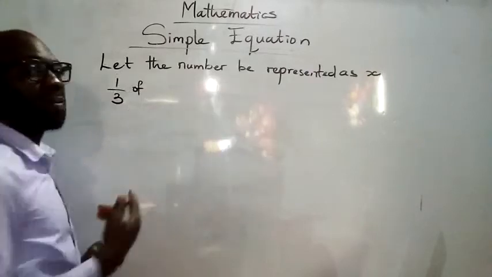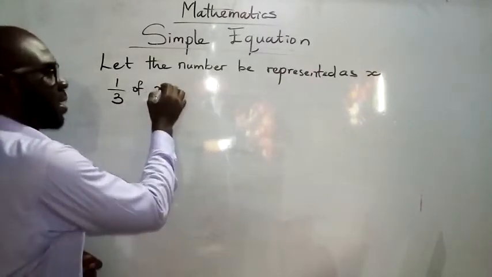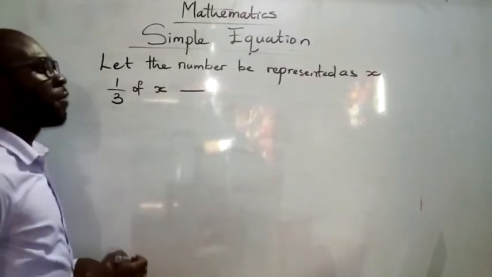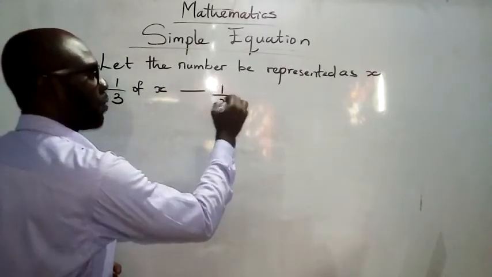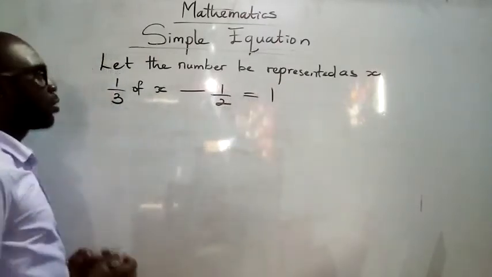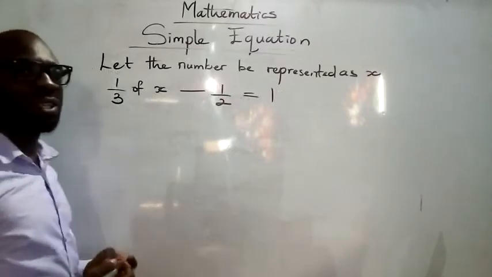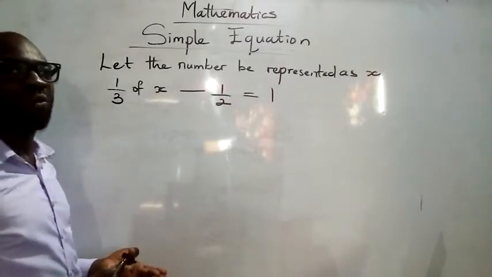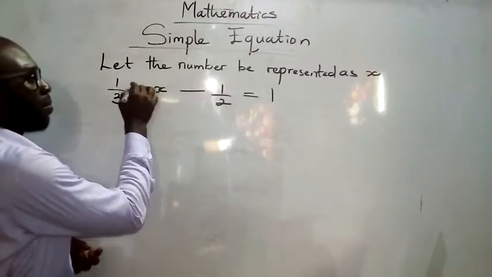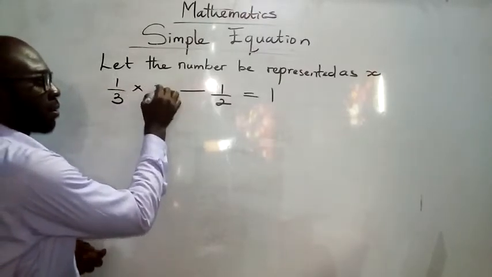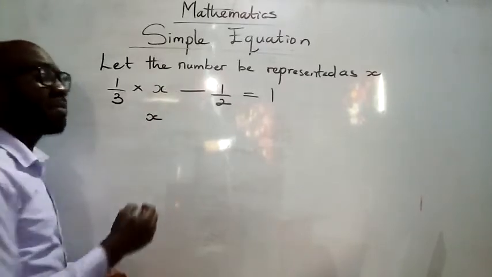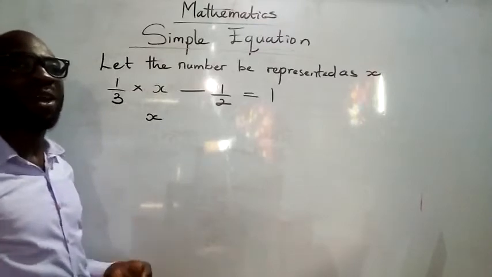So if the number is represented as x, it said 1/3, which means 1/3 of a number. The number x is subtracted from half, which is 1/2, and the result is 1. The "of" here can be replaced with multiplication, which means 1/3 multiplied by x. So 1 multiplied by x becomes x, simply because any number we multiply by 1 gives us the same number.